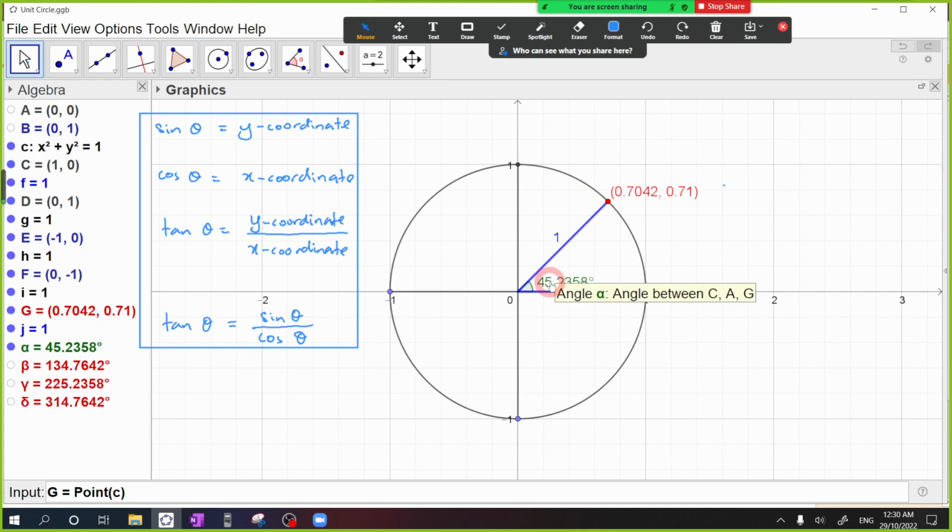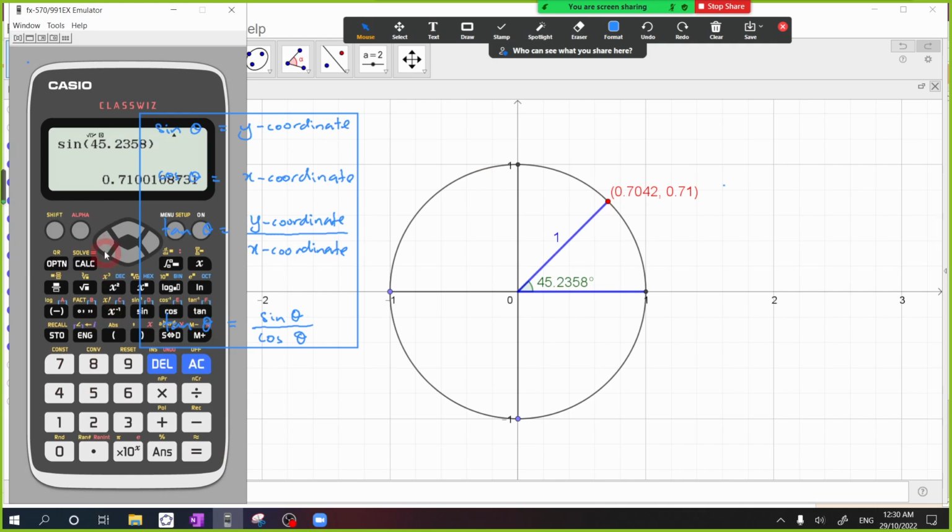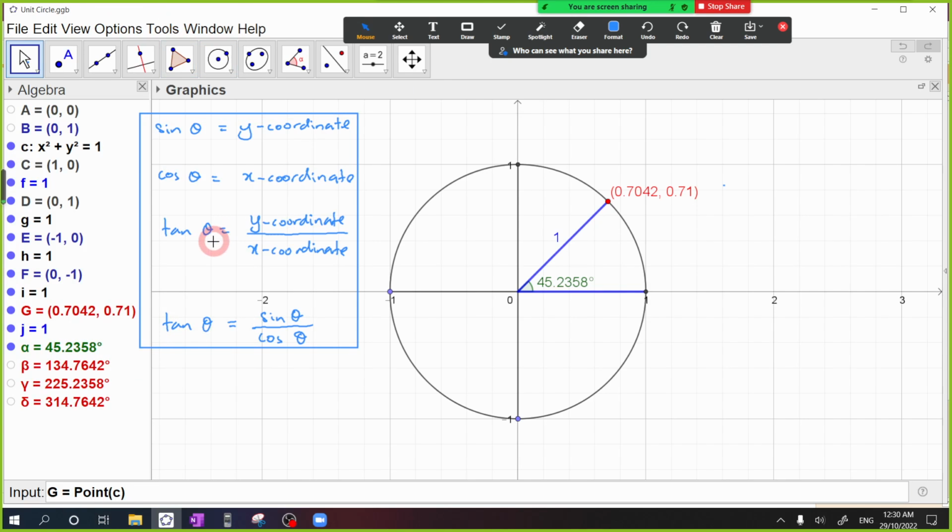Now, how about cosine theta? Cosine theta is equal to the x coordinate. So we should be able to get 0.7042. Let's use our calculator to check. Cosine 45.2358 degrees. We should be able to get this. 0.7042.